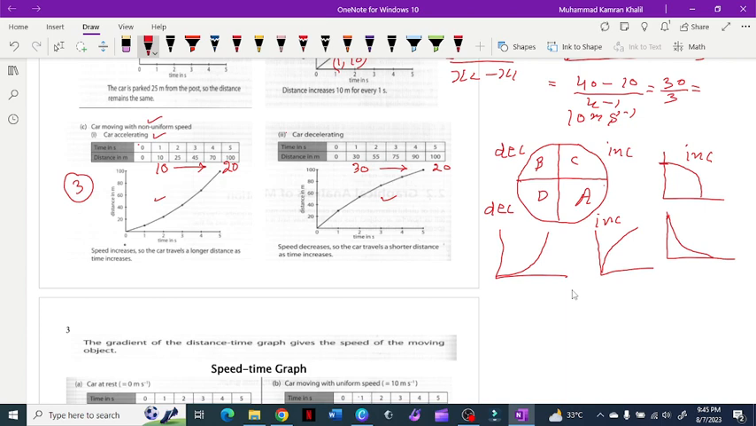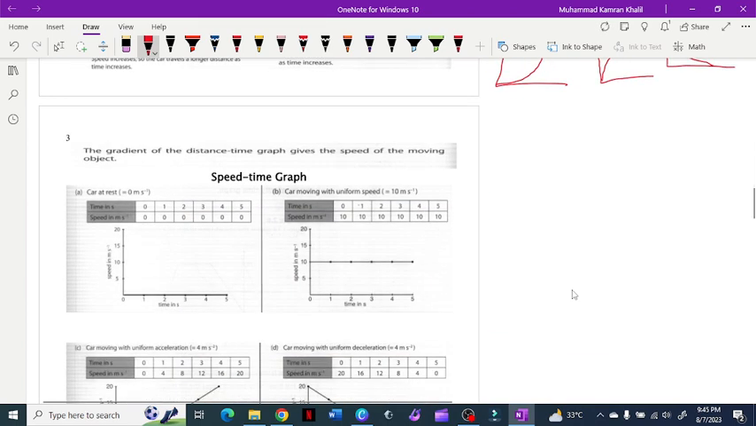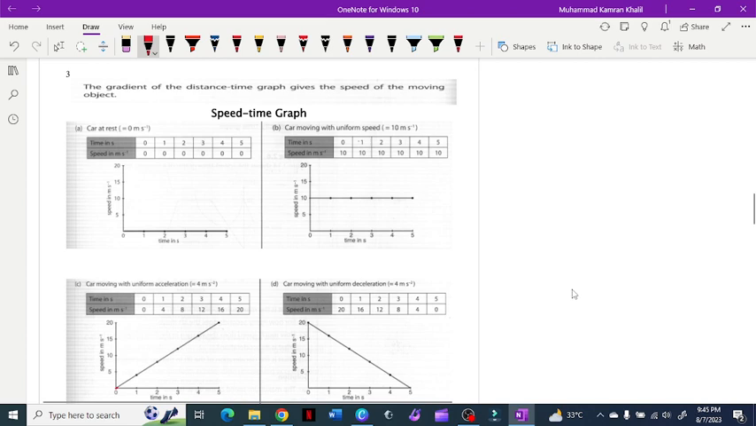Whether that graph belongs to distance time, speed time, current and voltage, or any other parameters. Now we will move to the second portion of the kinematics physics AS 9702, the speed time graph or the velocity time graph.